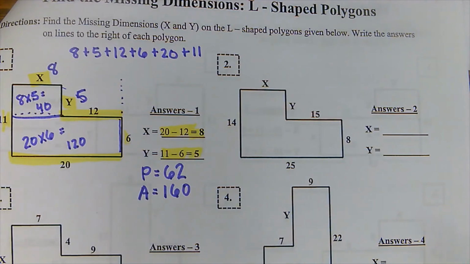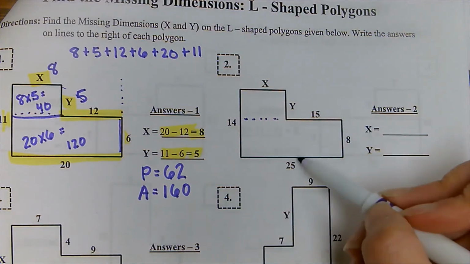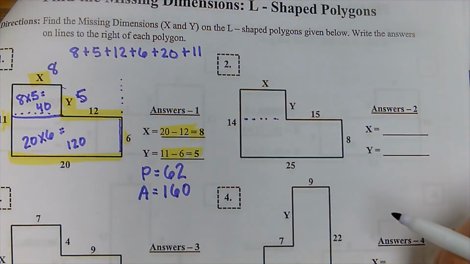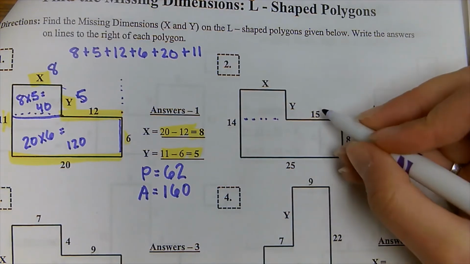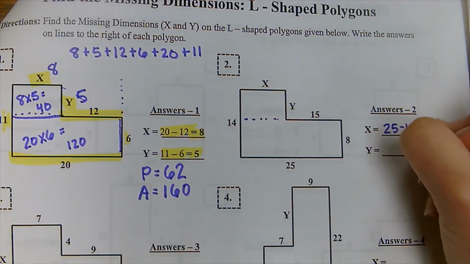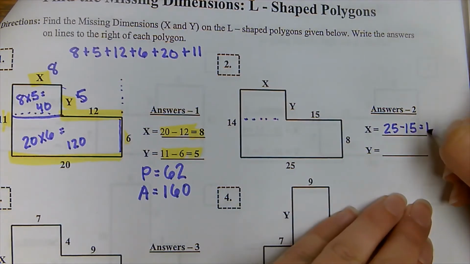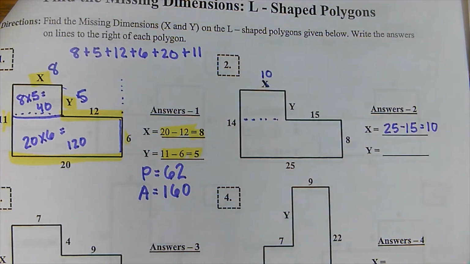Number 2 starts out the same way, wanting to solve for x and y. Let's start with x and see. X is this missing piece right here. So 25 is our total, and we know that 15 has been taken out of it. So to find x, I'm going to say 25 minus the 15, which leaves us with what? Good, 10. So the missing amount for x is 10.